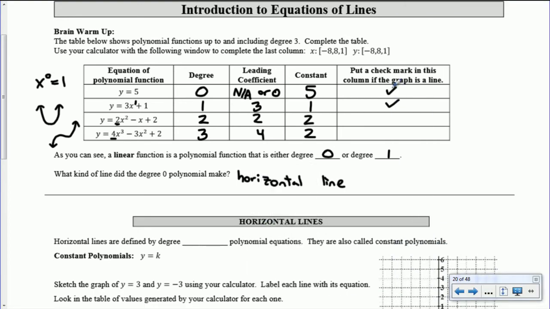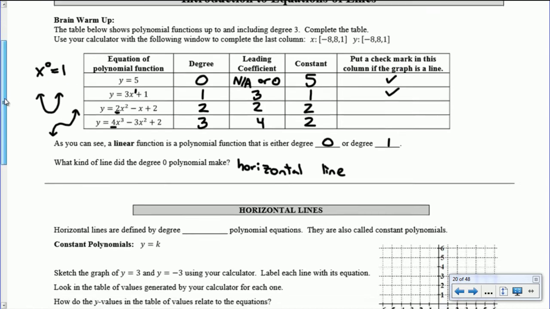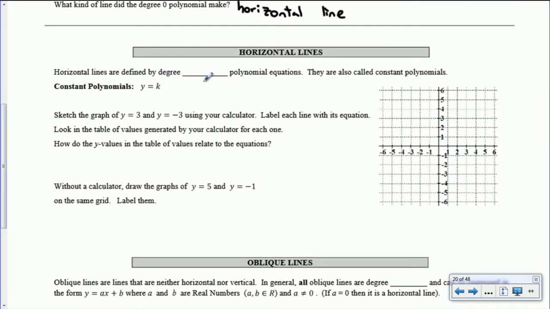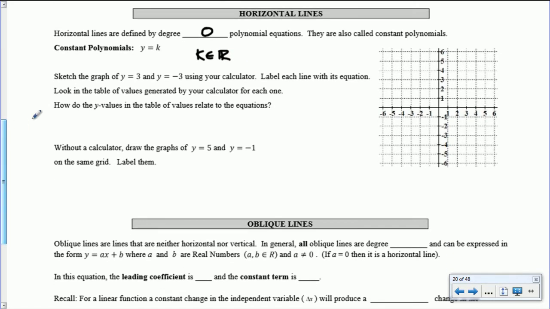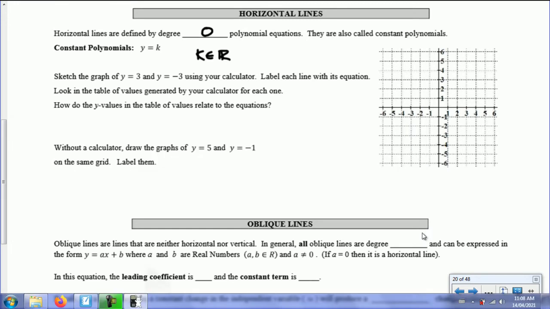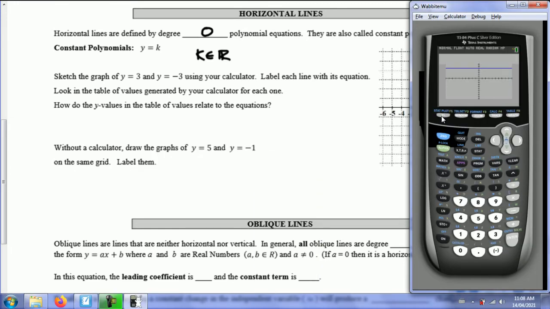Okay, moving on. So horizontal lines. Horizontal lines, again, are defined by a degree 0 polynomial equation. They're also called constant polynomials. So y equals k, where k is some real number. Okay, so let's sketch the graph of y equals 3 and y equals negative 3 using our calculator. Again, y equals, clear that. So y equals 3 is there, and I can put y equals negative 3 there.